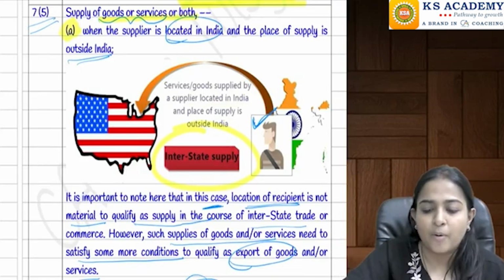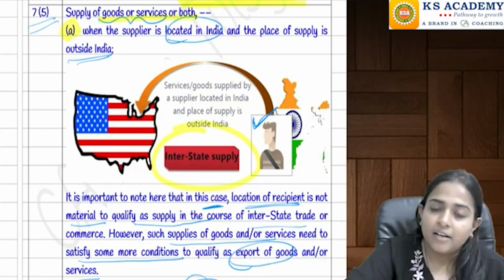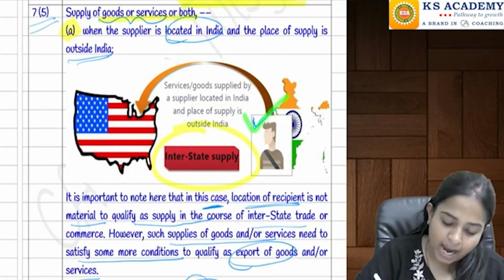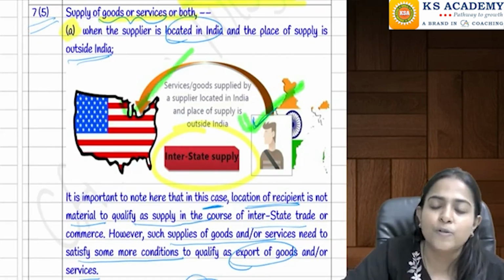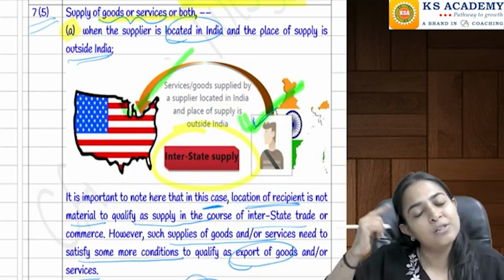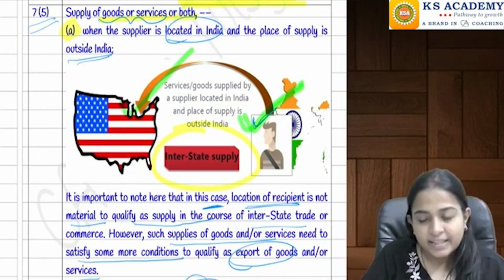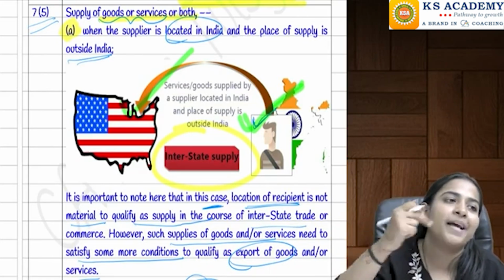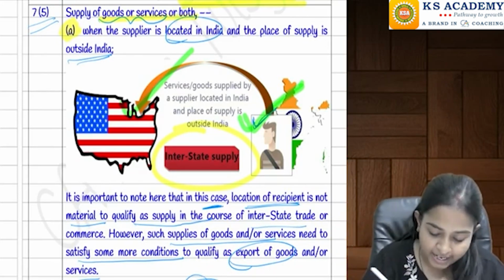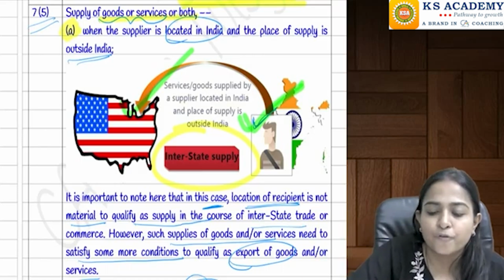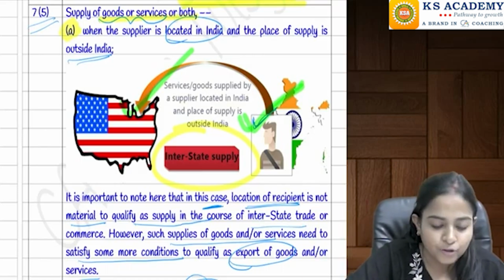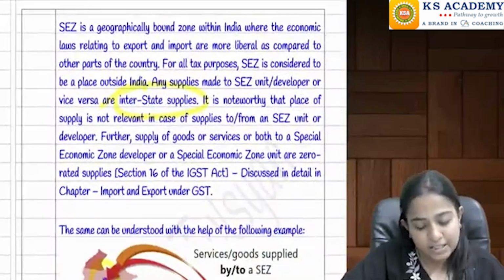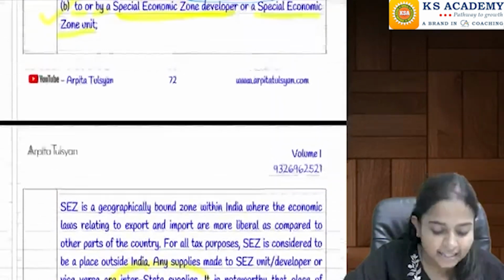It is basically talking about export of supply. It can be applicable for both goods and services. When I am here in India and I am supplying any goods or services to any person who is located outside India, then the supplier is in India, the location of the recipient is outside India, and the place of supply is also outside India. So this gets covered in export of goods or services. Definitely it has to fulfill the other requirements given under the definition of export also, but this will be called interstate supply.